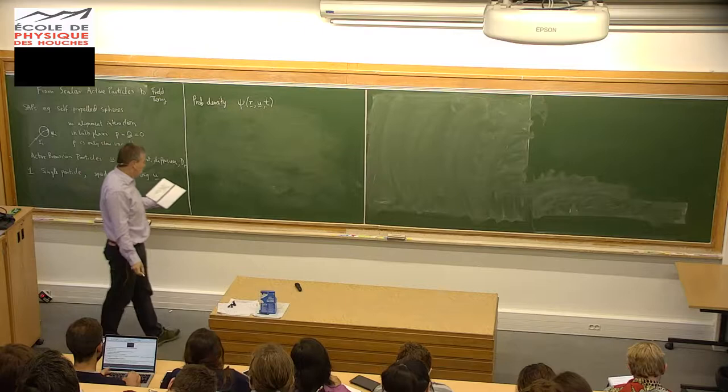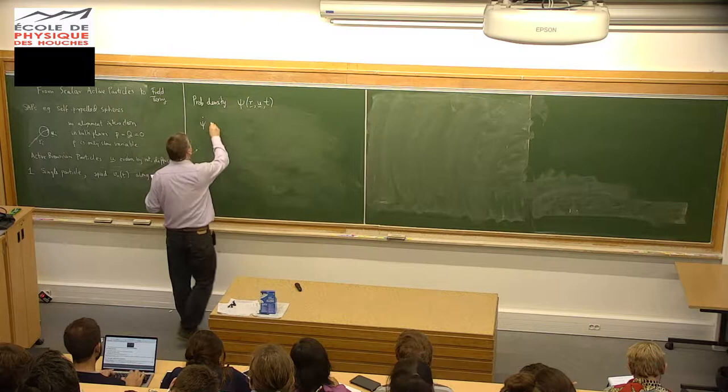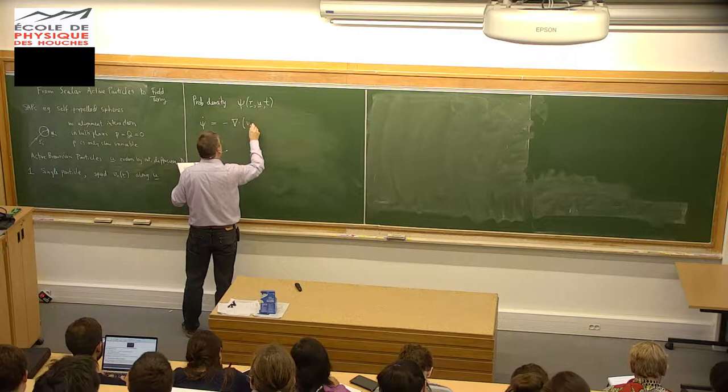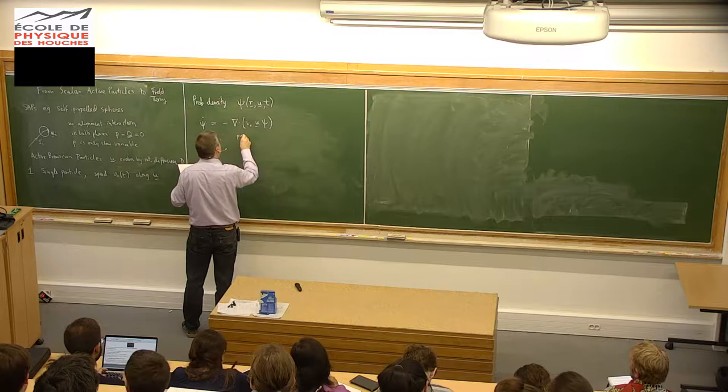The equation of motion for this probability density is of this form, minus div v0 u psi. So this is just propulsion. It just says that the probability of finding the particle in a certain place at a certain time is related to where it was previously if you go back along its propulsive direction. So that's a kind of advection term for the probability caused by the propulsive motion.